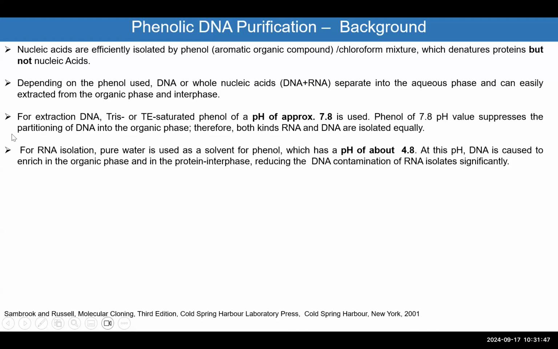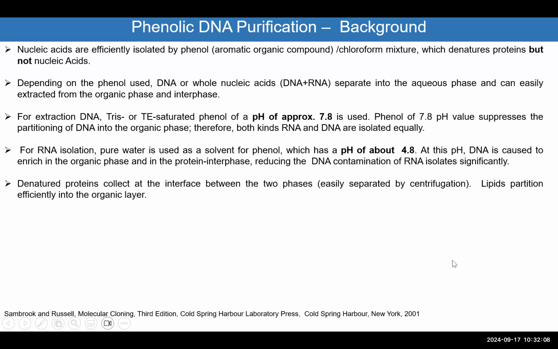Now, let's forget about RNA isolation itself. Let's consider we are isolating DNA today. So we have the phenol, which is 7.8. Therefore, I have RNA and DNA both in the aqueous phase. Protein and the rest of the components went into the organic phase of the phenol chloroform. So what would I do next?